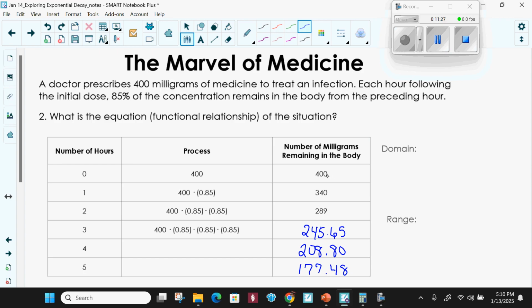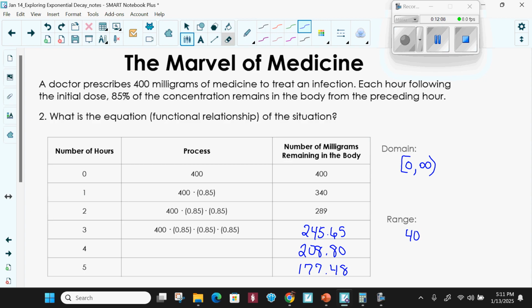So it takes an hour for 15% of the stuff to go away. So at 1 hour, you are left with 340 milligrams. But somewhere in between there, between 400 and 340, all those different milligrams were in your body. It was decreasing. So in this case, for our domain, we are going to start at 0, because that's our number of hours initially, and we're going to go to infinity for our domain. And then for the range, it starts at 400.